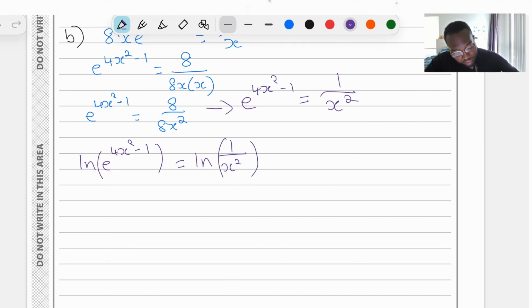So by doing that, the ln and the e cancel out, so we're left with 4x squared minus 1 on this side. And with this, let's break it up into ln 1 minus ln x squared, okay, just using log rules here.